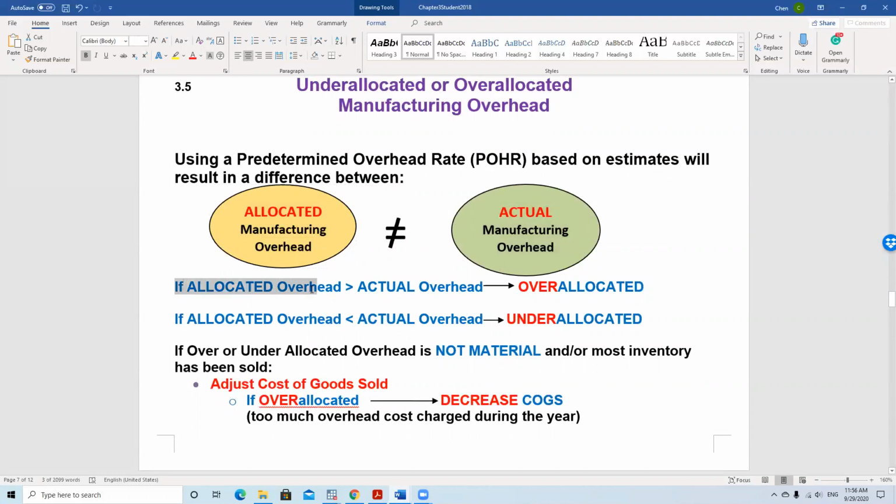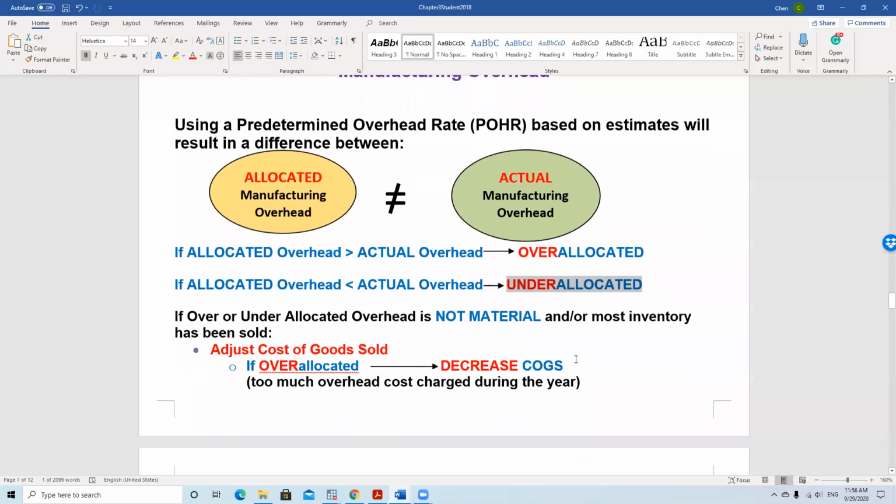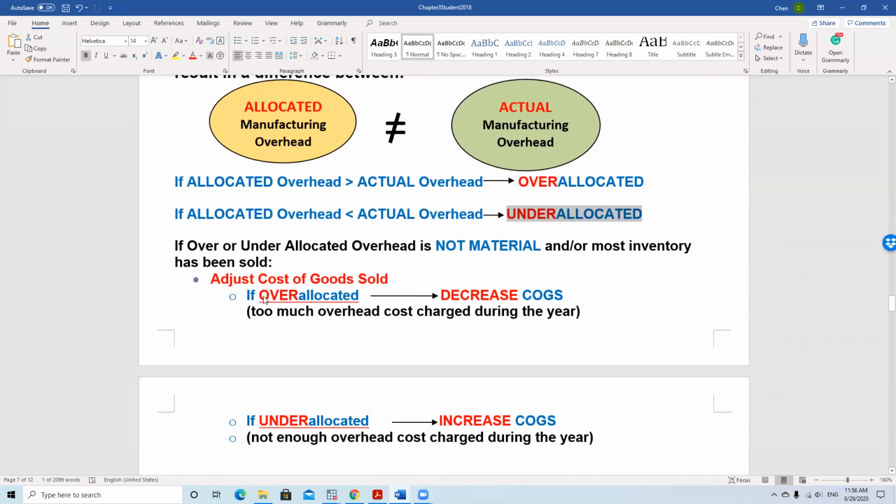And if your allocated overhead is greater than actual overhead, then that means you are allocating more, so that is called over allocated. And if your allocated overhead is smaller than your actual overhead, you're doing an under allocation, which is called under allocated. And the way to fix that is, if you are over allocated, you are allocating more cost than what you actually have. Okay, and that means you are recording too much cost.